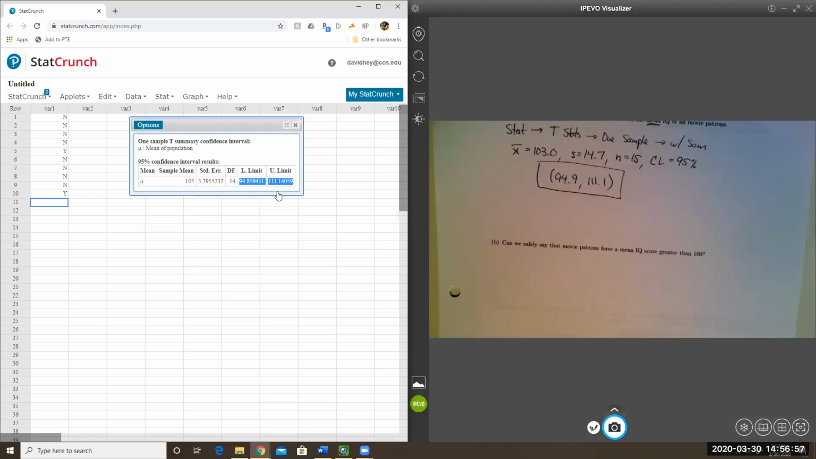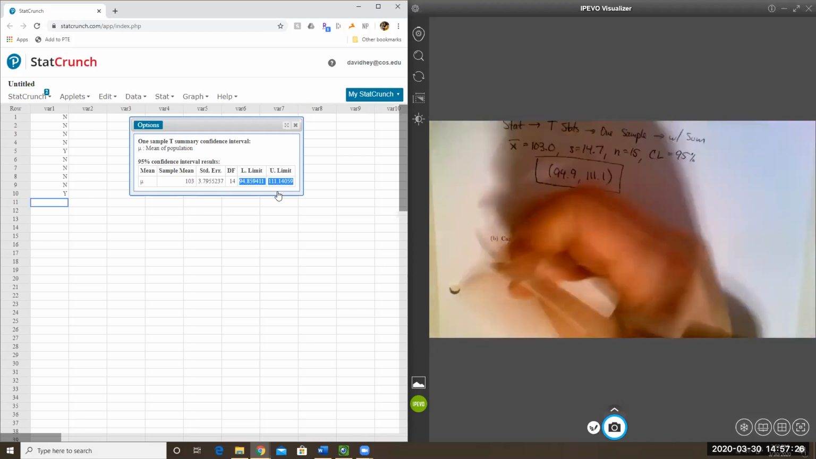Why? Well, because look at our confidence interval. We have values less than 100 in this interval. For example, the mean IQ score might be 97. 97 falls within our 95% confidence interval, so there's no reason to think that 97 might not be a possibility. So no, it's not at all safe to say that movie patrons have a mean IQ score greater than 100.